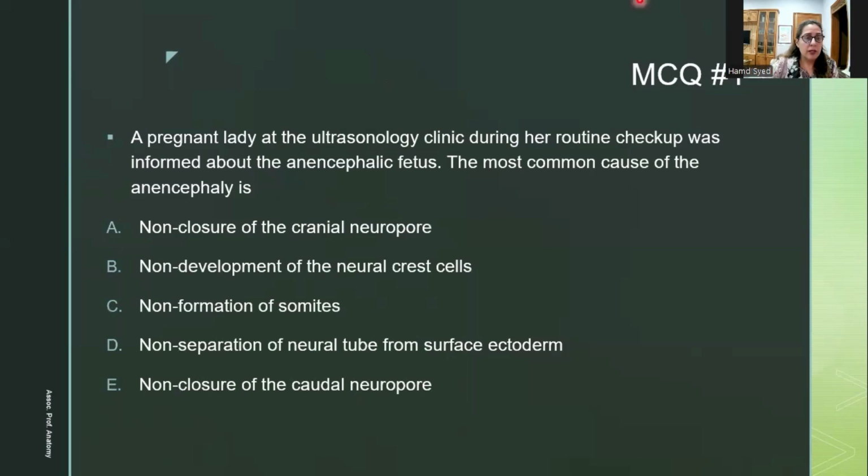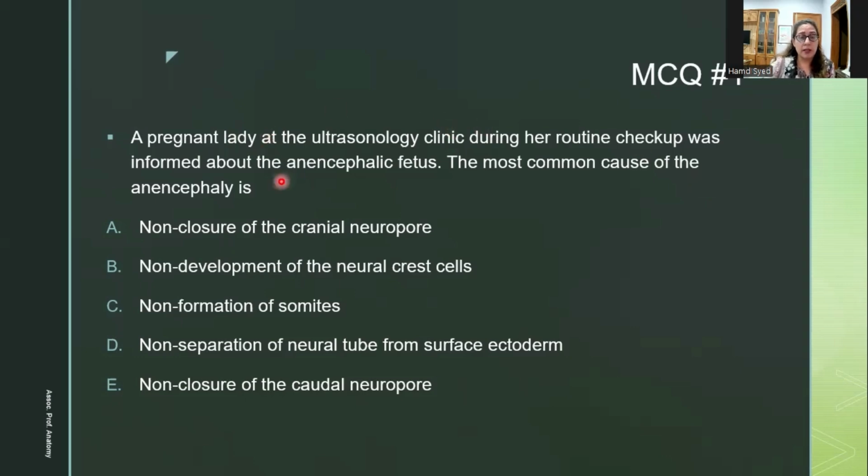Now that we have covered the basics of the neurodevelopment, I'm going to summarize at the end and give a little recap of the previous discussion with the help of a few multiple choice questions. So since this has been a series of lectures on development of the nervous system, we're going to start from the beginning. So here is a scenario: a pregnant lady at the ultrasonology clinic during her routine checkup was informed about the anencephalic fetus. Now, what's the most common cause of anencephaly?